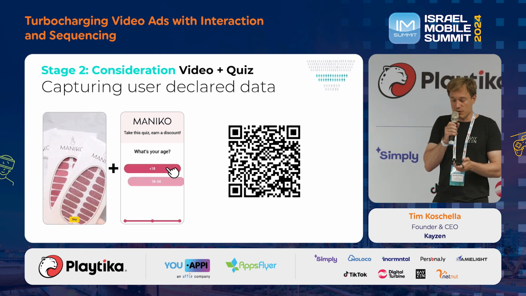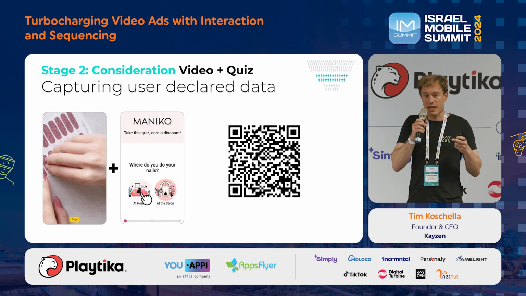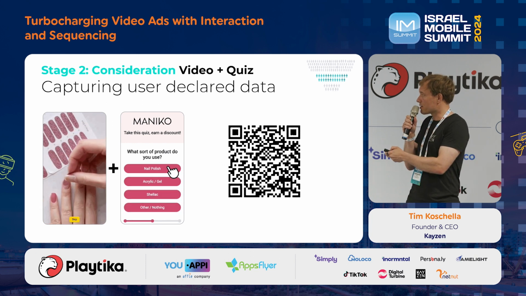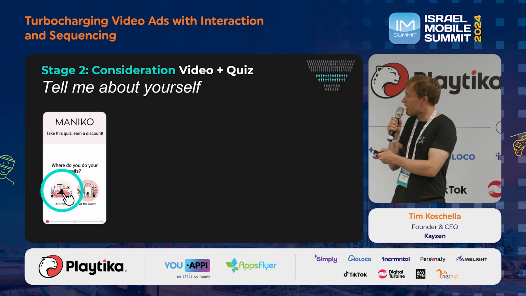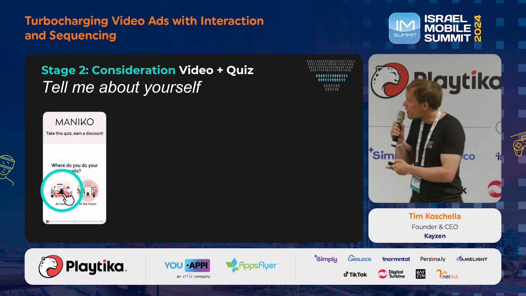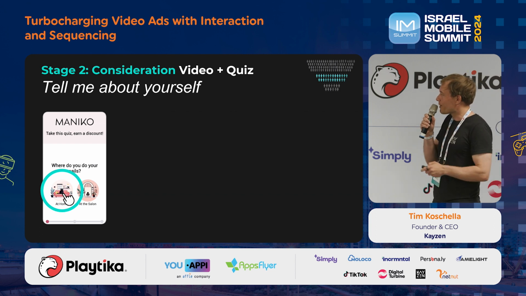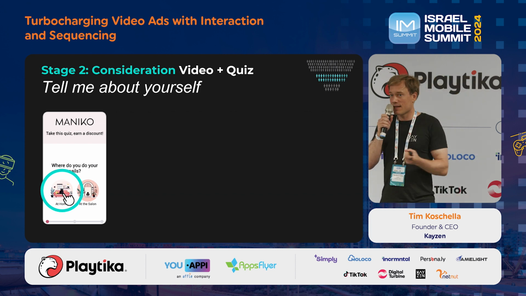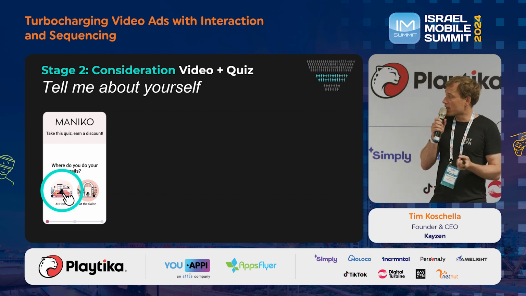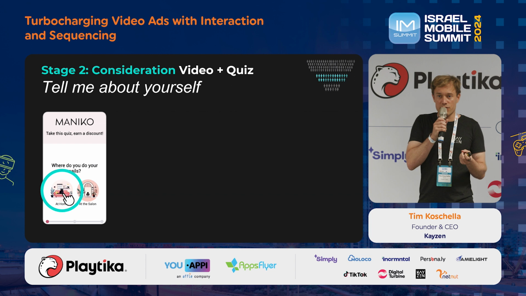And in this quiz, the user can give us certain information that we can use to categorize the users in the later stages. So how that looks concretely, and I realized, okay, this ad is actually translated to English, good, because the original campaign was running in Germany. But since the product is nail polish, what we're asking the user first is, when they do their nails, are they actually doing it in a studio, or are they doing it at home?